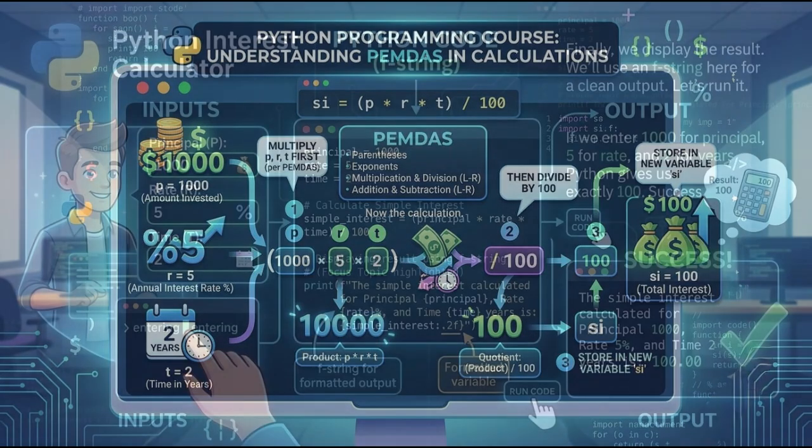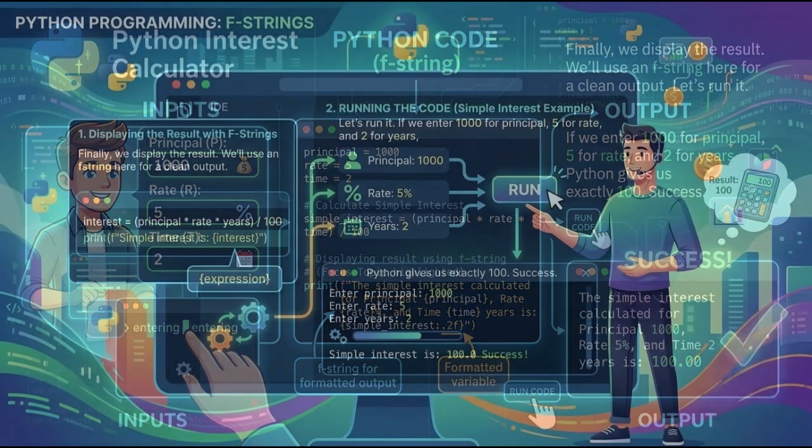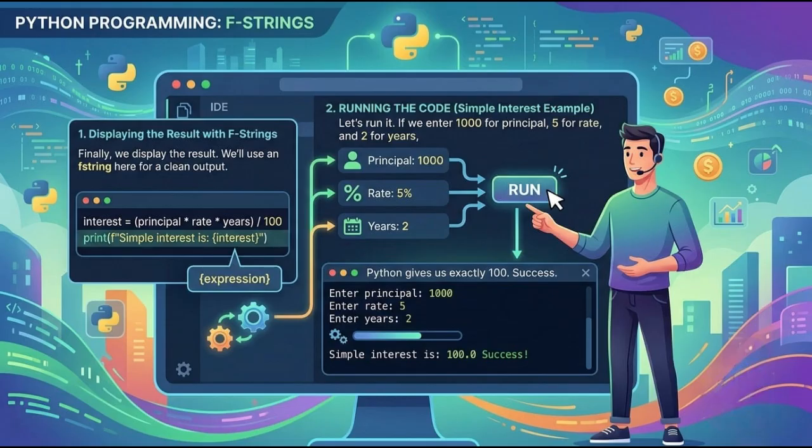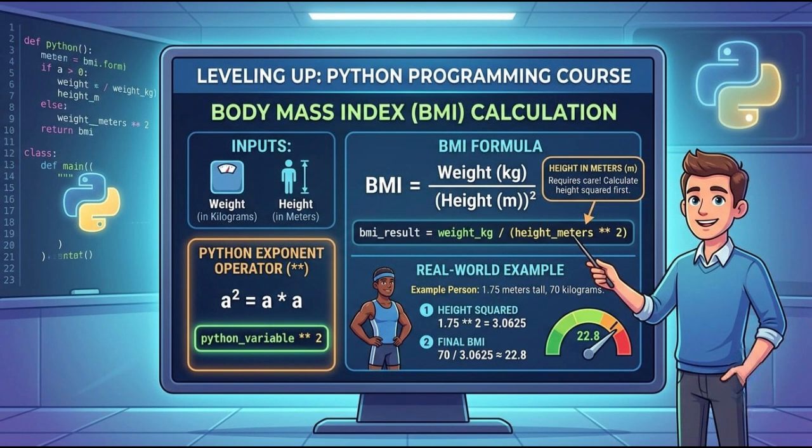Let's run it. If we enter 1000 for principal, 5 for rate, and 2 for years, Python gives us exactly 100. Success! Now, let's level up with the body mass index, or BMI. This requires a bit more care because height is usually measured in meters, and we need to square that value.